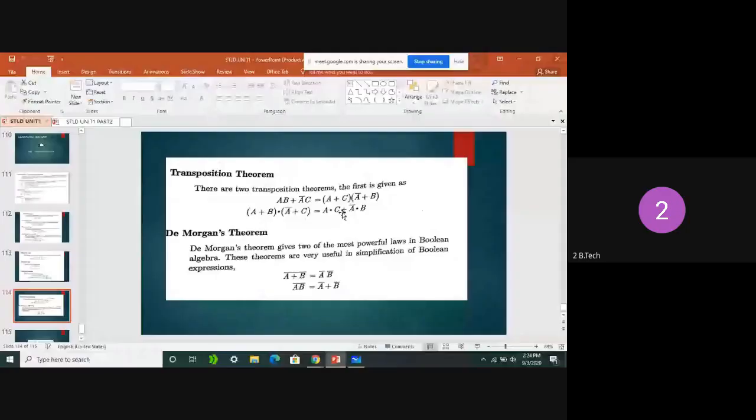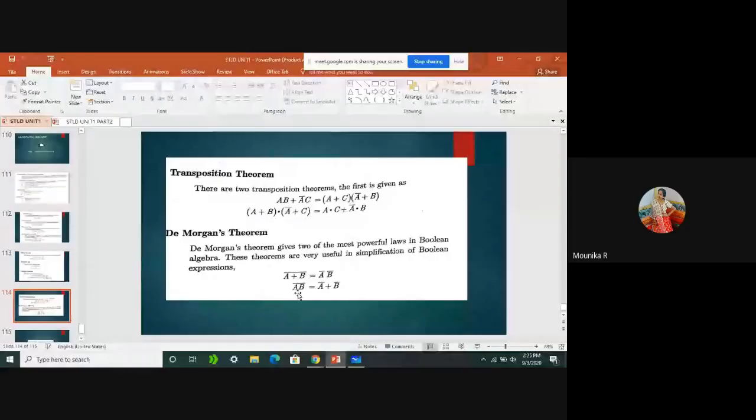So that is what we can call the transposition theorem. Okay. And the next important law is De Morgan's law. What De Morgan's law tells us: A plus B whole bar is equal to, so the reverse of a sum term is equal to the product of the individual reversed terms. So A plus B whole bar can be written as A bar dot B bar. Clear, all of you? Yes, sir.